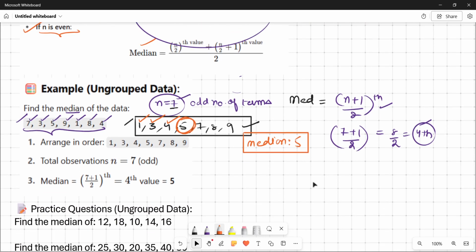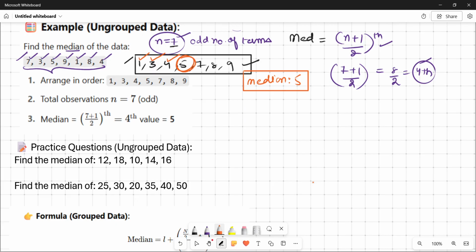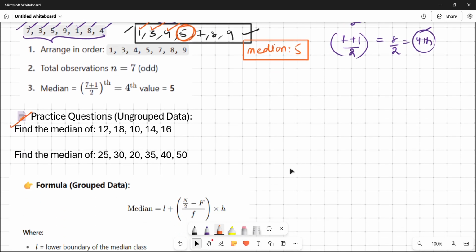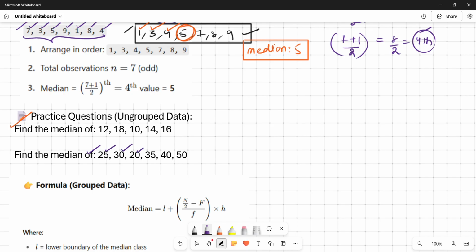So in continuity, you can practice these questions, or let me show you another example in which we will be solving a question with an even number of terms. So what example should I take? Okay, I will take this example. Now see, in this question there are how many terms? 1, 2, 3, 4, 5 and 6.